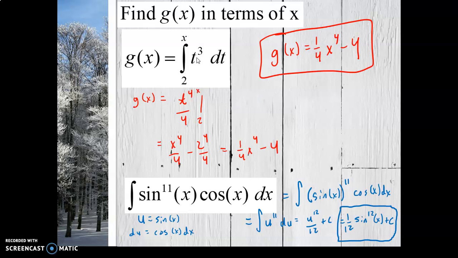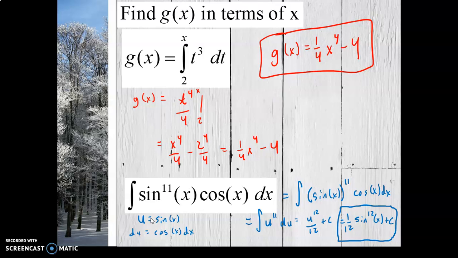On the first one, we're just doing the integral and then using the fundamental theorem of calculus. T to the third turns into t to the fourth divided by 4, evaluated from 2 to x. So plug in x, subtract, plug in 2. X to the fourth over 4 could be rewritten as 1/4 x to the fourth. 2 to the fourth is 16 divided by 4 is 4. So g of x would be 1/4 x to the fourth minus 4.